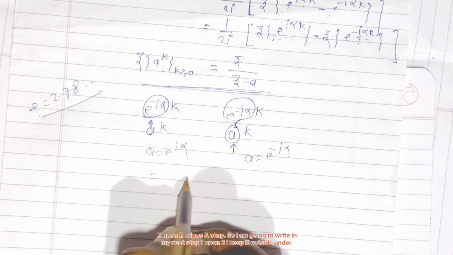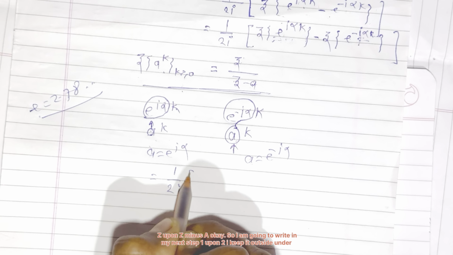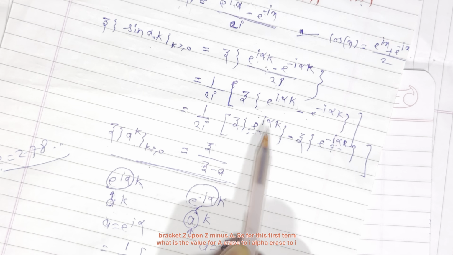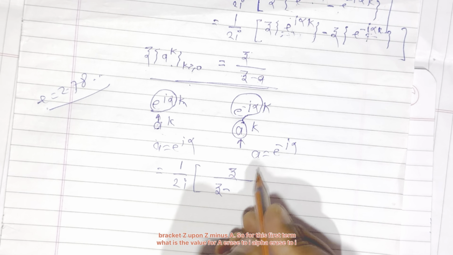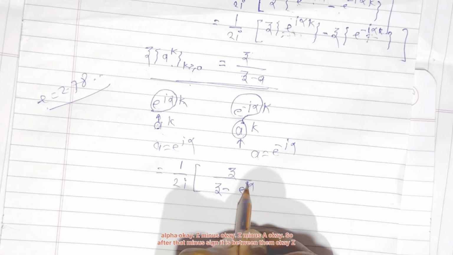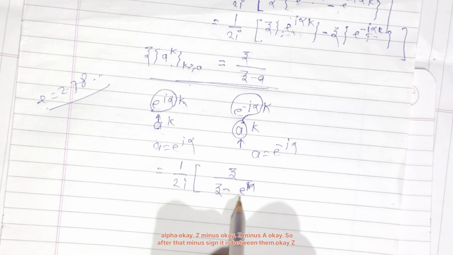Okay, so in my next step I'm going to write 1 upon 2i, keep it outside, under bracket Z upon Z minus a. So for this first term, what is the value for a? e raised to I alpha, e raised to I alpha. Z minus a.